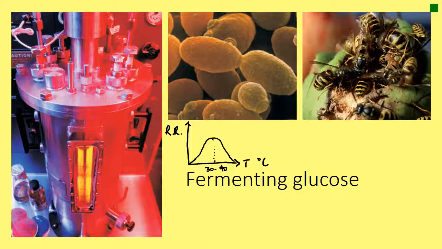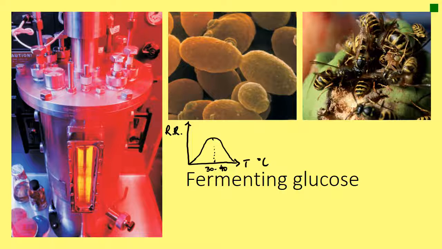And this picture on the left here is an industrial scale vat that would be used to ferment sugars. And so what that low temperature, I mean 30 to 40 degrees is low for an industrial process, what that means is that the reaction can be quite slow, which is a little disadvantage.